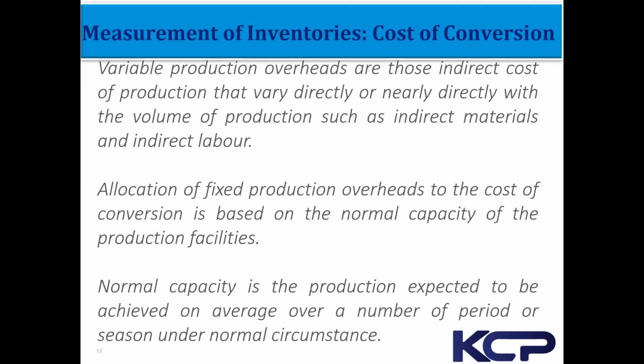So it then depends on which particular production process we are looking at before we can say, oh, this is variable overheads, this is fixed overheads, this is direct costs. Are we there? Allocation of fixed production overheads to the cost of conversion is based on the normal capacity of the production facility. Now, I need to make an emphasis here, a little deviation from what we're saying.